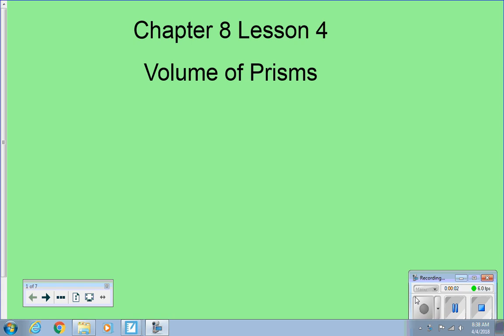Okay, chapter 8, lesson 4, volume of prisms. There's a lot more lessons we have in this chapter, like a lot. We've learned quite a bit so far. Remember, we've learned area of circles, circumference of circles. We did area of some figures, area of composite figures, and now we're to this, volume of prisms.